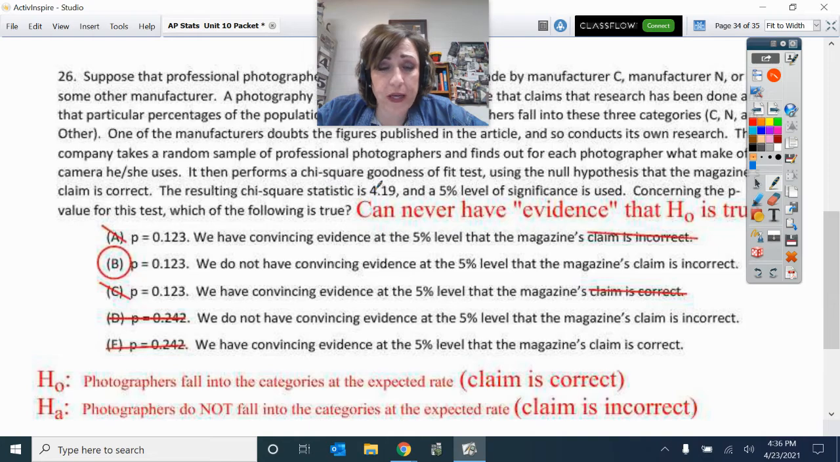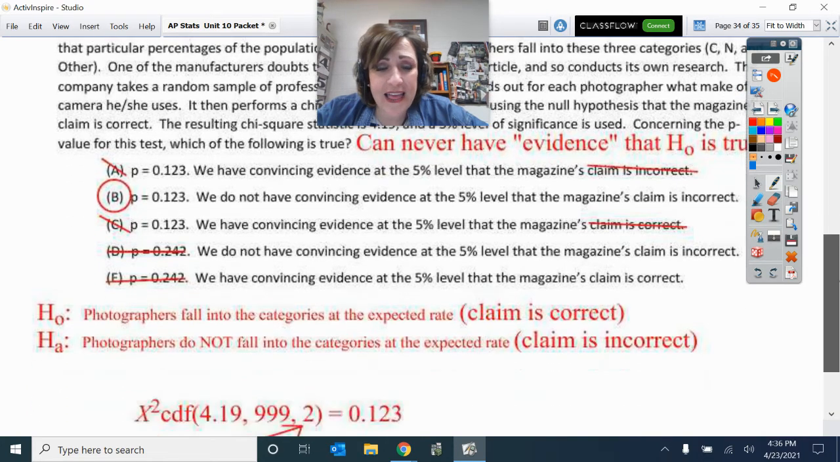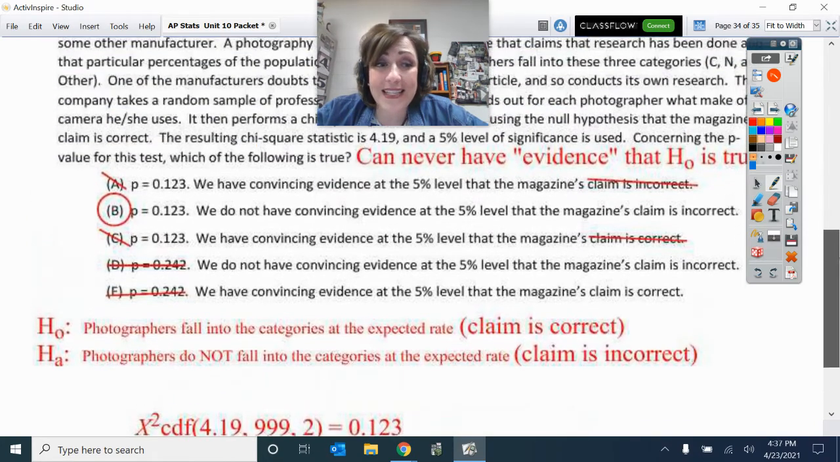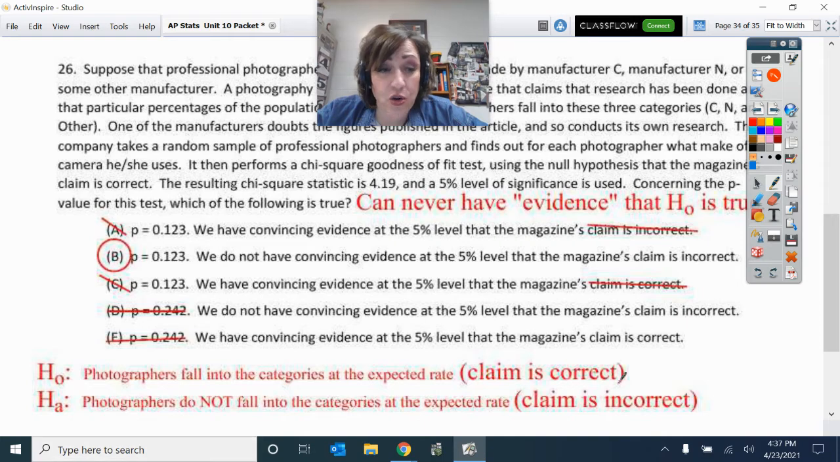All right, I did this 4.19. I χ²cdf'd that 4.19 to 999 with 2 degrees of freedom. Now, why 2 degrees of freedom? Because this is a goodness of fit problem. It has 3 categories. So categories minus 1 is the degrees of freedom for chi-squared goodness of fit. So that gave me that p-value 0.123. Well, I would fail to reject the null. So I do not have convincing evidence that the manager's claim is incorrect.